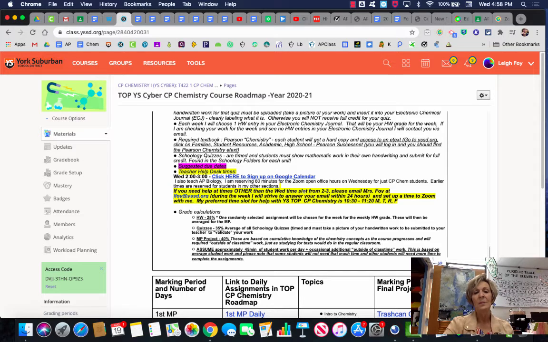So these are suggested due dates. But if you get too far behind, you're not going to be able to catch up. Imagine 45 minutes of work a day. So if you don't do any chemistry work for a week, that is a lot of work for you to make up, right? So just keep in mind, I have 45 minutes of work of chemistry every day.